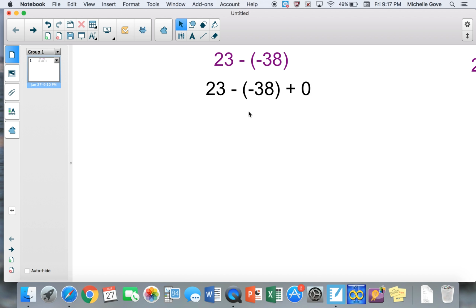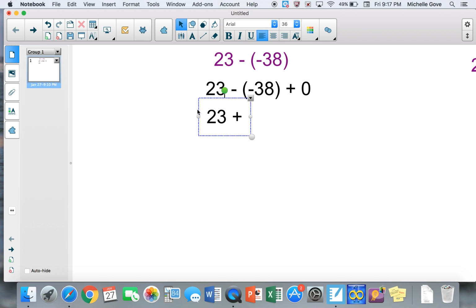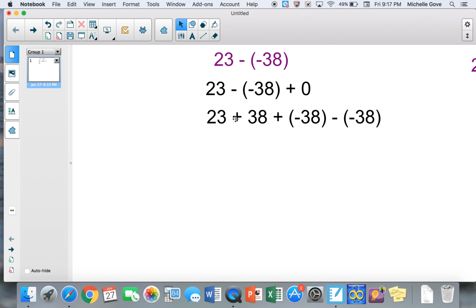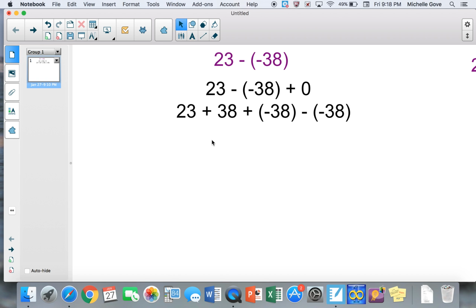So I need to have 38 negatives to take away. Well, we know the additive inverse of negative 38 would be positive 38. So what we're going to do is add positive 38 and add negative 38 so that we can take away negative 38. So now we're looking at this, and we know that we haven't changed anything because the new part right here, 38 and negative 38, is the equivalent of 0 because they are additive inverses.